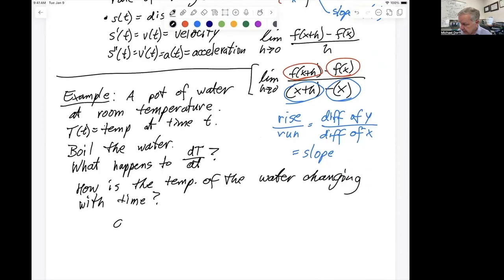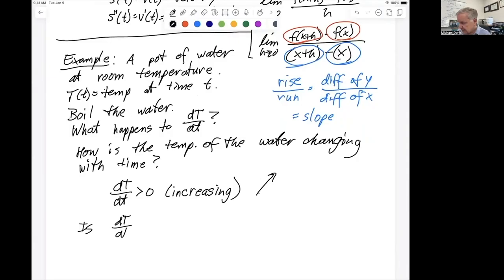So that means dT/dt is increasing. It's increasing, or it's positive. It's getting larger, so it's going up. The temperature is going up. Is dT/dt constant? If I look at a small part of it, it probably is kind of constant. But if I look over the long term, it's not going to be. You can't keep increasing it 1,000 degrees or 10,000 degrees or 1,000,000 degrees.